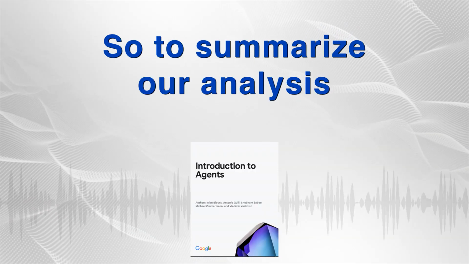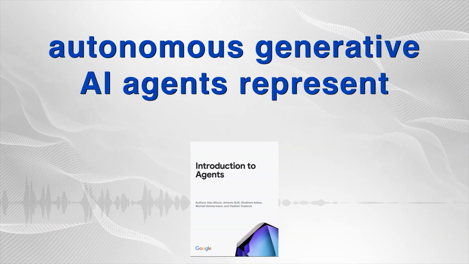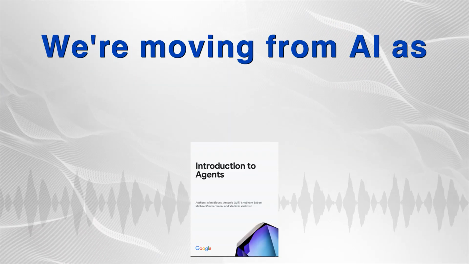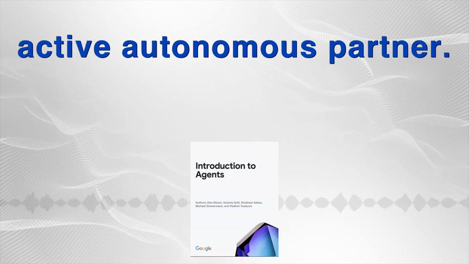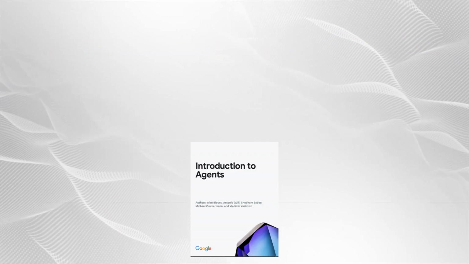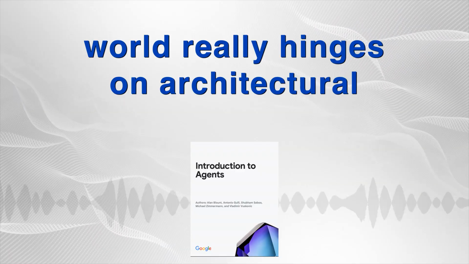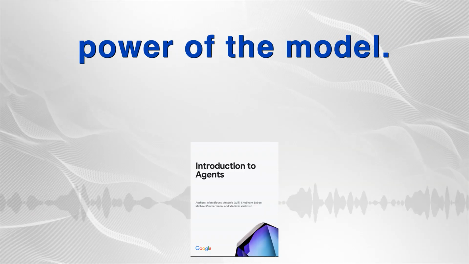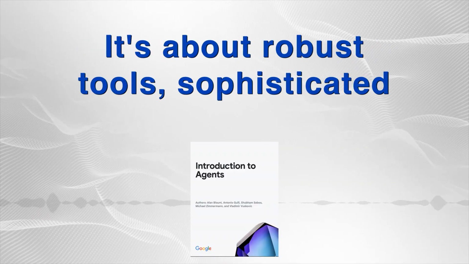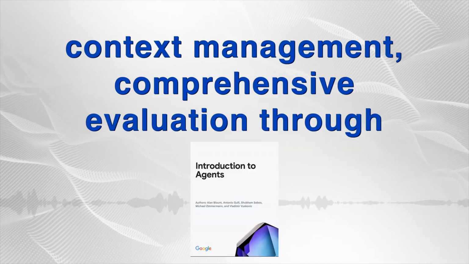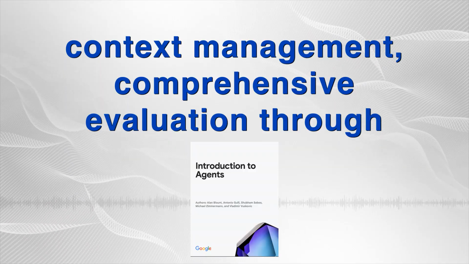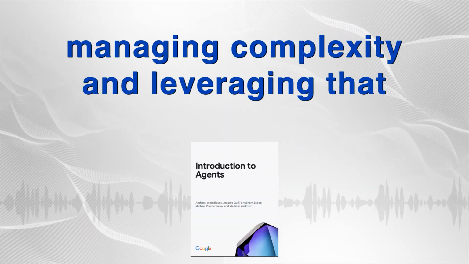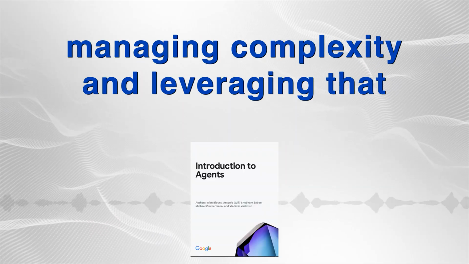So to summarize our analysis today, it seems clear that autonomous generative AI agents represent a pivotal evolution. We're moving from AI as a passive tool to an active, autonomous partner. And success in this new world really hinges on architectural rigor. It's not just about the power of the model. It's about robust tools, sophisticated context management, comprehensive evaluation through agent ops, and secure governance. The transition is fundamentally about managing complexity and leveraging that autonomy safely.